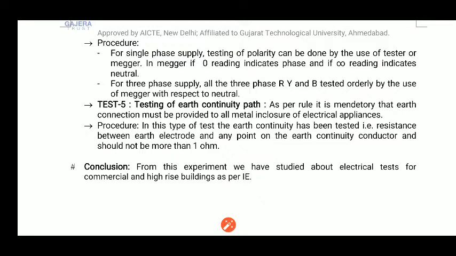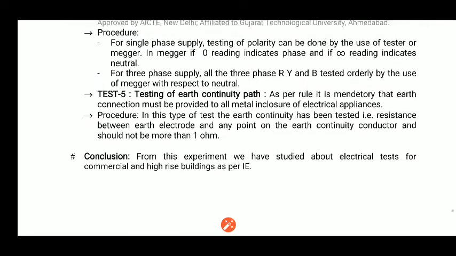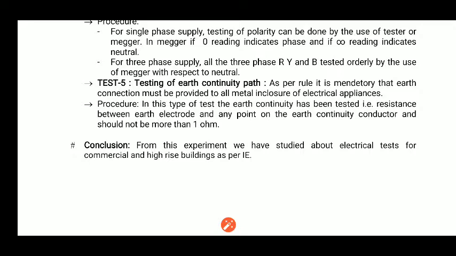For three phase supply, all the three phases R, Y, B are tested in order by the use of the megger with respect to neutral. And last we discuss the last testing method, testing of the earth continuity path, also called the earth continuity test. In electrical installation testing, the most important things to measure are the earth continuity and earth resistance. As per the rules, it is mandatory that earth connections must be provided for all metal enclosures of electrical appliances and electrical equipment.